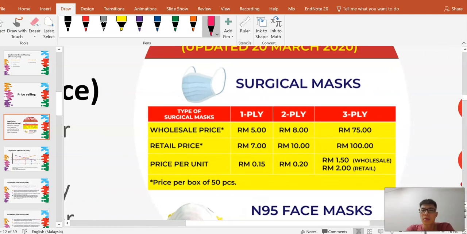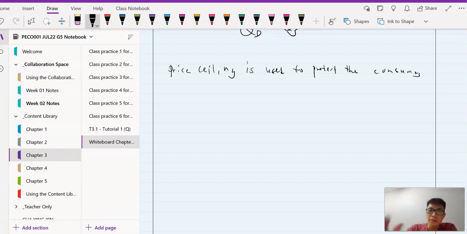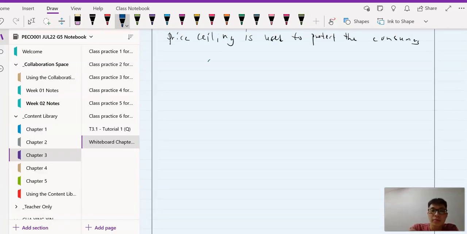Initially, I remember the 3-ply in retail price can sell for 150 and 280 ringgit. But due to it suddenly becoming a necessity to everyone in the world, the government started to regulate the surgical masks for 3-ply and 2-ply and 1-ply and so on, right? They set a regulation to decrease the price to 100 instead of 150. What this means is, now it became cheaper.